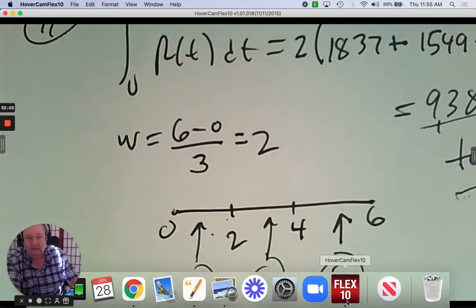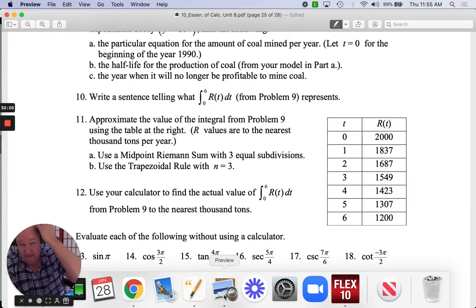And then it says use a trapezoidal rule. And again with 3. So for a trapezoidal rule, we're still integrating from 0 to 6, that rate. The number of trapezoids is 3. So the width of each would be the same.